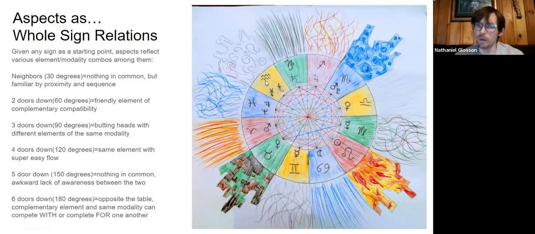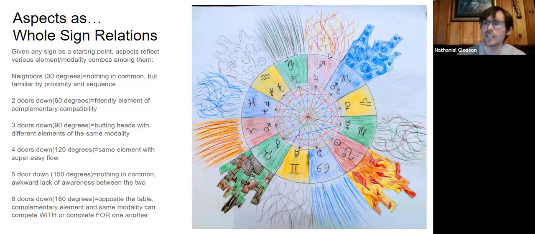I was going to put it up with Aquarius and Sagittarius. It has nothing in common with them. It's Yang, fire and air, against Yin, water. It's a mutable sign and a fixed sign, while Cancer is cardinal. So nothing in common, an awkward lack of awareness. Think about what they stand for.